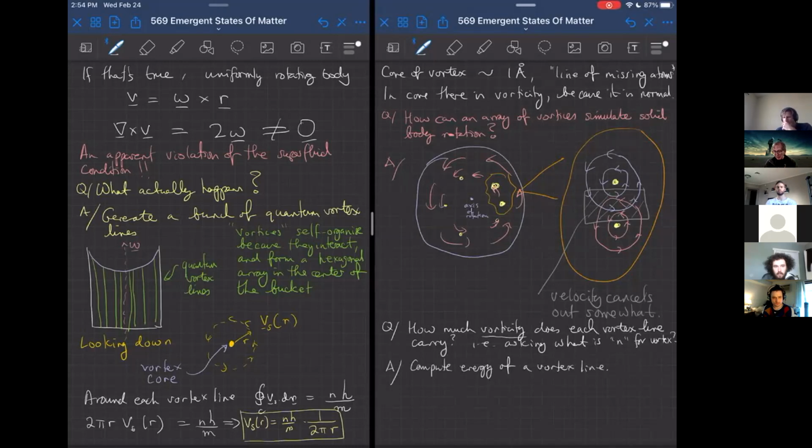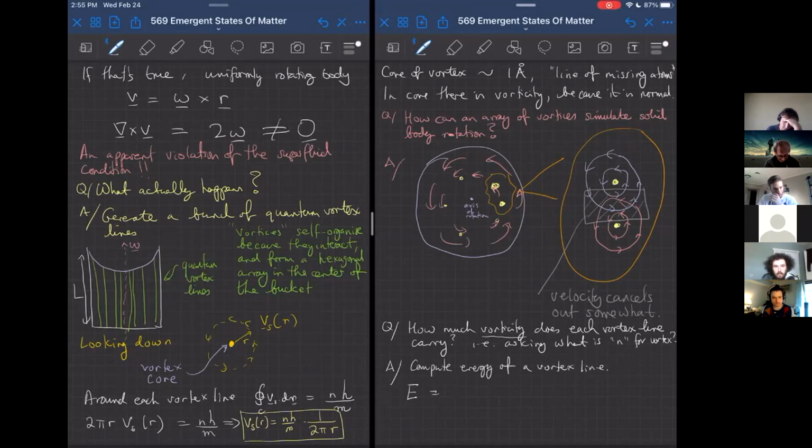So what we're going to do now is compute the energy, and then of course ask, what is the value of n that actually minimizes the energy given the rotation rate of the bucket. So let's suppose that we have a vortex line. Let's draw over here. Let's suppose the height of this fluid is L, like so. Then the energy of a vortex of length L is just going to be the following.